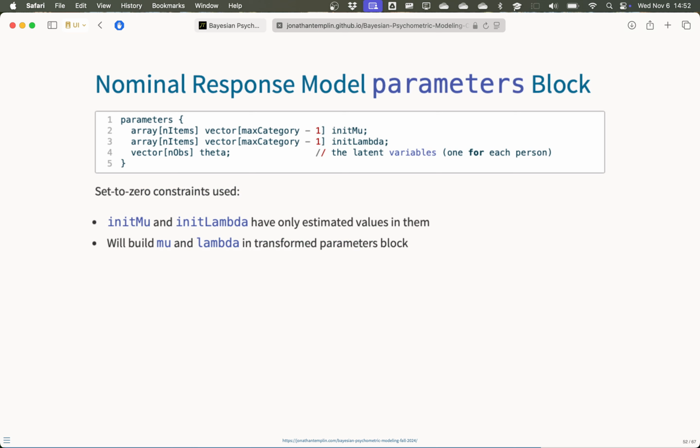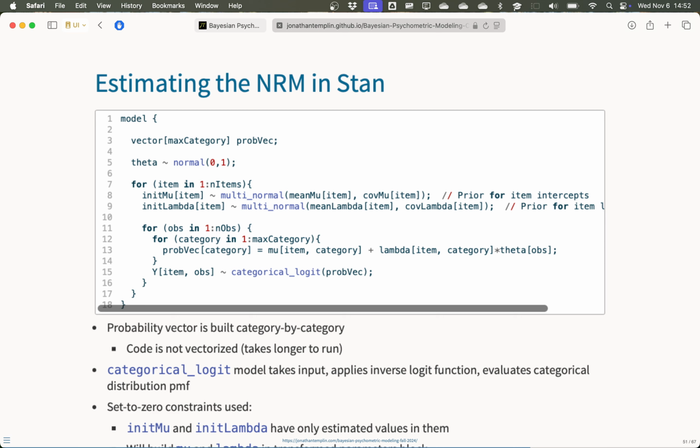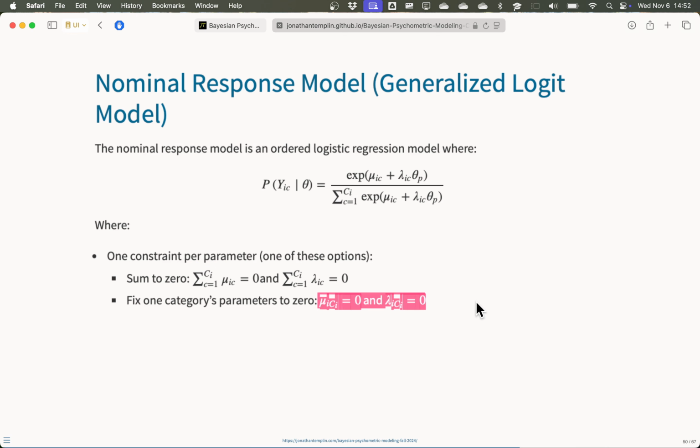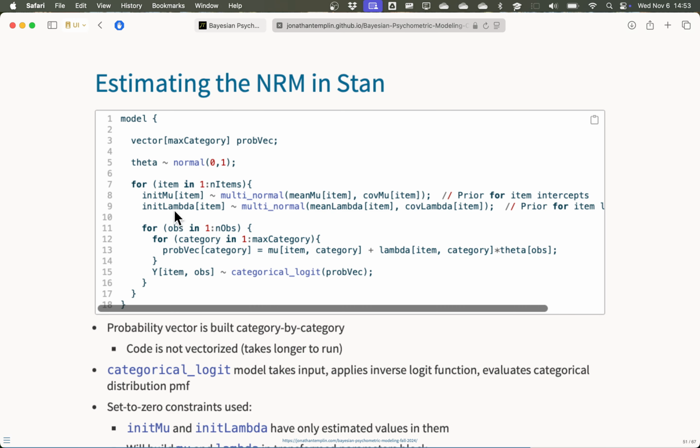So our nominal response model parameters block. Now we have an array for our initial mu and an array for our initial lambda. Here, we'll note that this is a little bit different than we saw before, in that init mu and init lambda are the initial values. And this is because I have to make an additional constraint on mu and lambda. I'm going to set one of the mu's to 0 and one of the lambdas to 0. And so init mu and init lambda allow me to make the mean vector 4 elements, not 5. Because I don't need that fifth mean to have a prior, it's going to be fixed to 0.